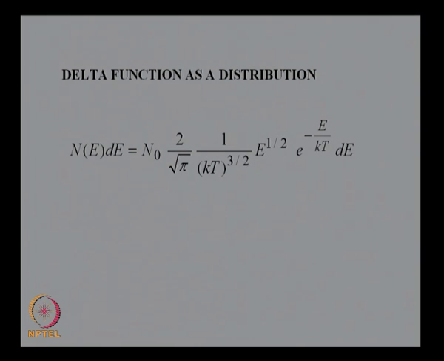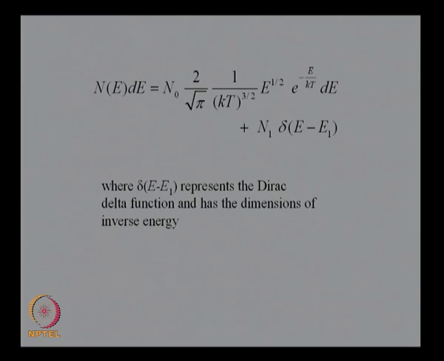But if we do have a number of molecules, let us suppose N1 molecules, which have exactly the energy E1, then to this I must add this Dirac delta function. So, the delta function is a distribution, and so therefore, N of E dE represents the number of molecules N of E.